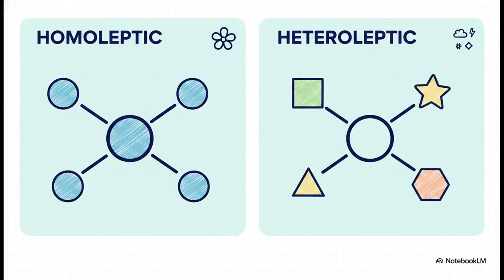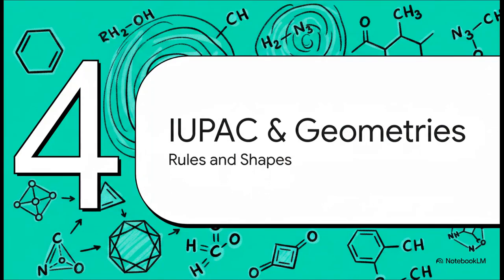This leads us to a super common comparative question. If the central metal is surrounded by only one type of donor group, say it's just covered in ammonia ligands, that's called a homoleptic complex. But if the metal mixes and matches its donor groups, maybe grabbing some ammonia and a couple of chlorides, then it's a heteroleptic complex. Let's head into Section 4, IUPAC naming and geometries, the universal language of chemistry.